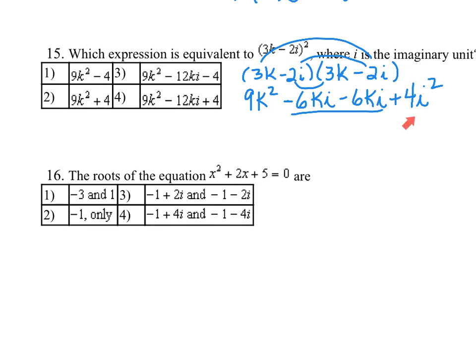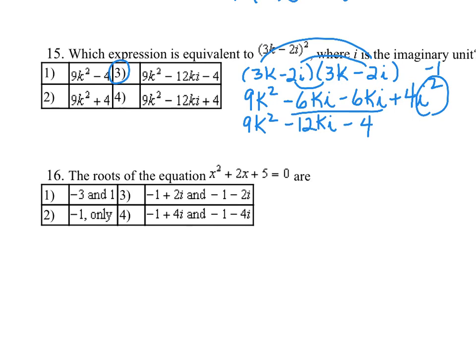And then the other thing I want to be a little careful of is right here. Remember what i squared is. i squared is equal to negative 1. So we want to take this value here and we want to replace it with a negative 1. So I'm going to have 9k squared minus 12ki, and that's going to turn that into a minus 4. And then if we look at the choices, we can see that that is choice 3.